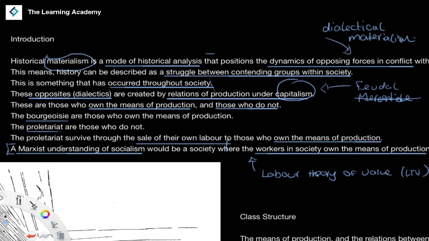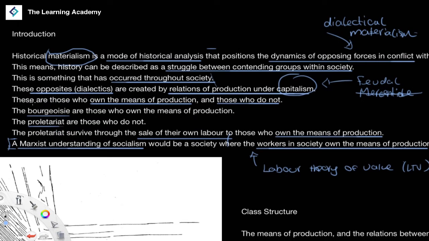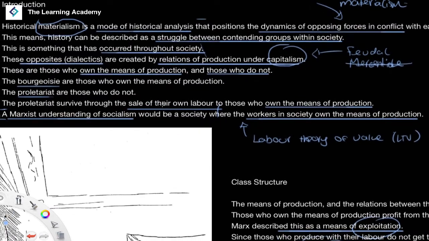And under capitalism, we have the owner class and the worker class, or as has been known by Marx, the bourgeois. Those are the people who own the means of production, they're the owner class, and the proletariat are those who do not own the means of production. And so what the proletariat do to survive is that they sell their labour to those who own the means of production. And socialism from a Marxist perspective is effectively the communal ownership, the taking back of the means of production, the workers in society owning those means of production.